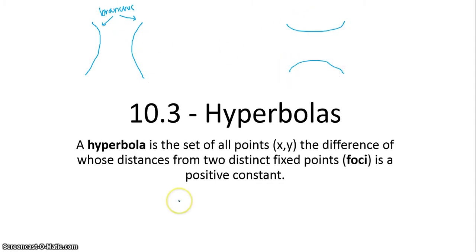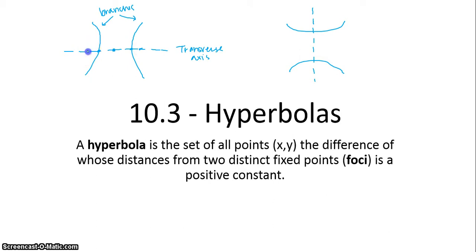And the axis that goes through them is called our transverse axis. You would have similar over here, but it would be a vertical transverse axis. You have your center, your vertices, like two parabolas there, and each of those has a focus, so we have our two foci.